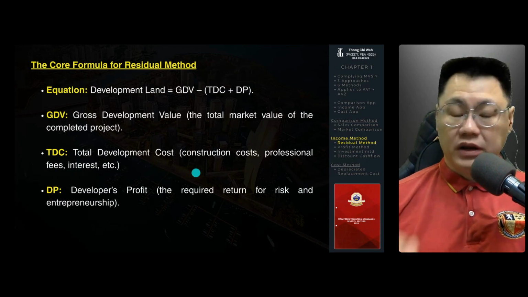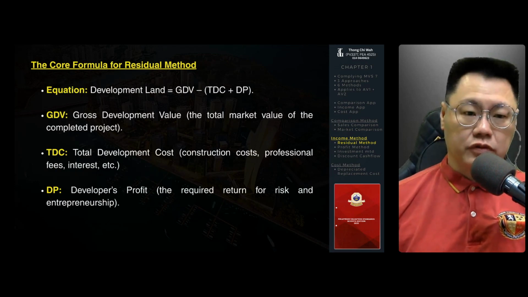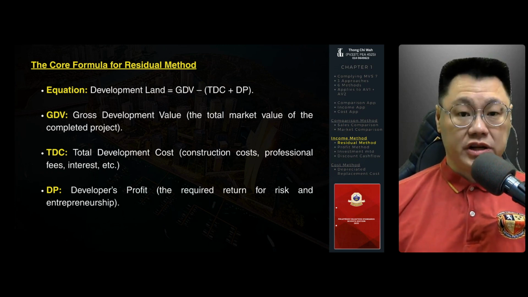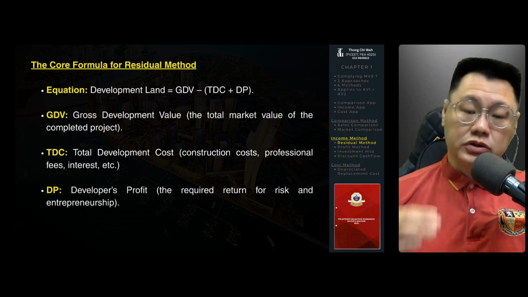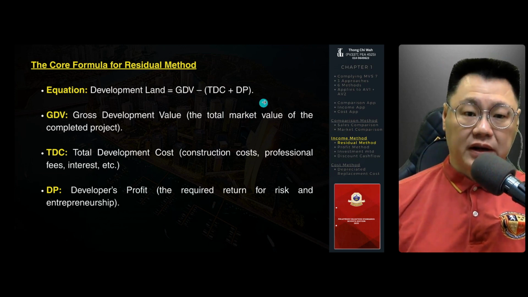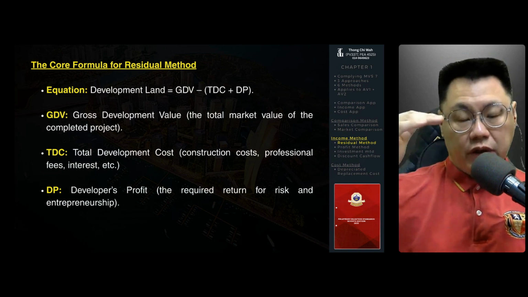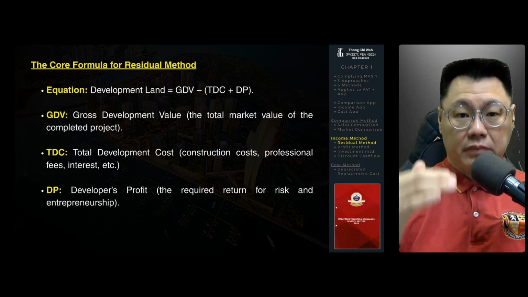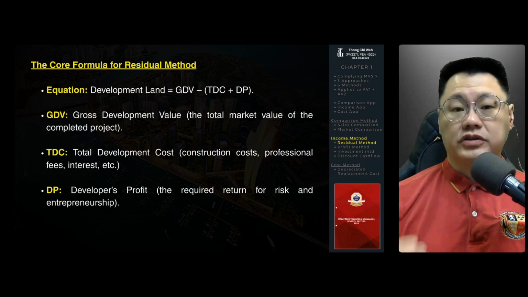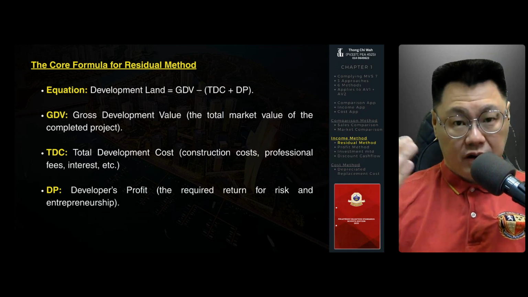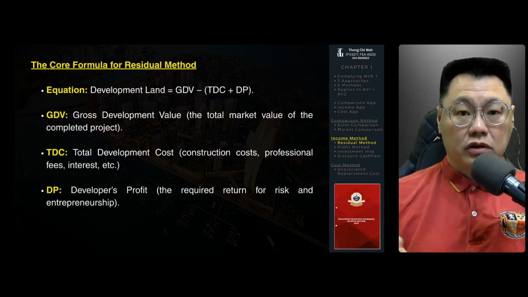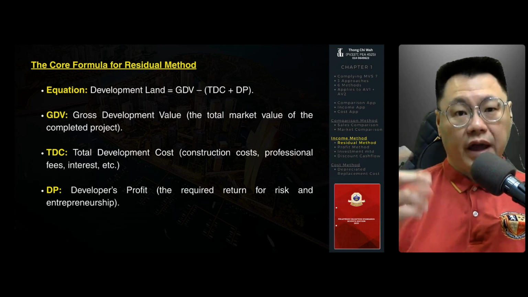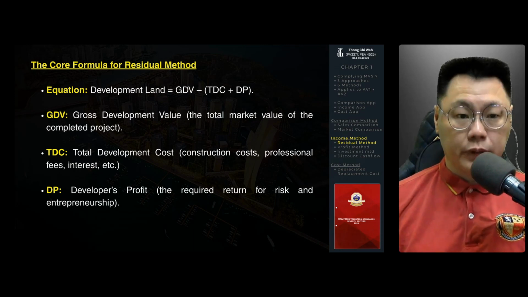So what's the formula? The formula is really easy. You just need to remember the equation: development land equals GDV minus TDC minus DP. You have to memorize this particular formula so that when you do past year questions, you follow GDV minus TDC minus developer profit. Then, of course, you get your development land, the residual value. Then you take into consideration the discount rate, we call it PV or present value. Then what you get is the market value.